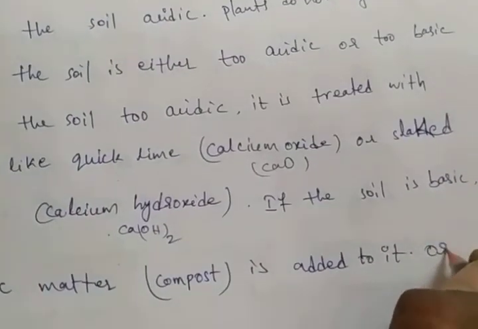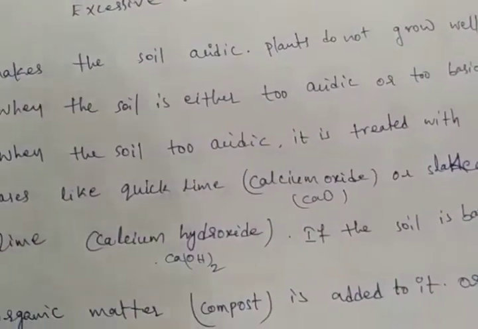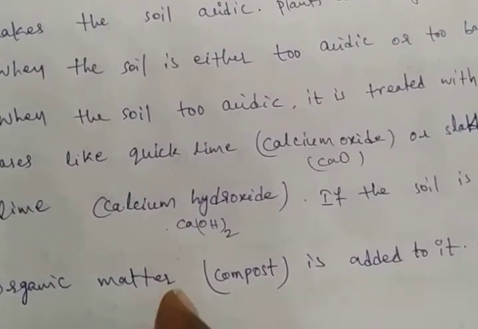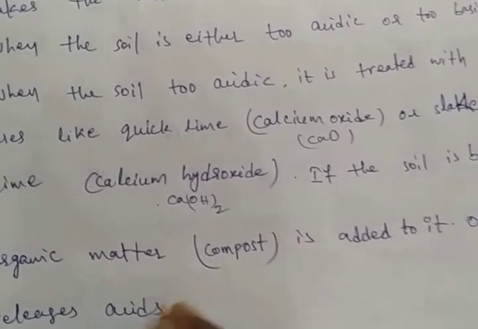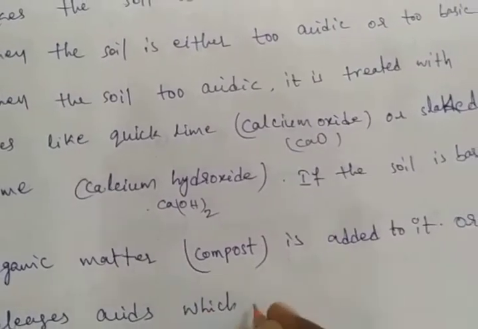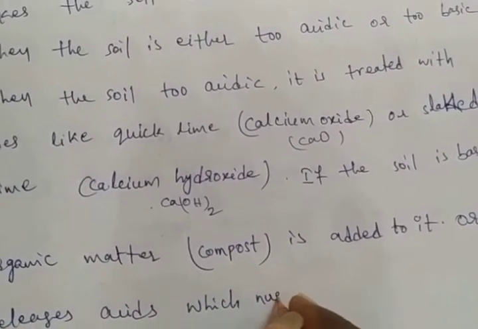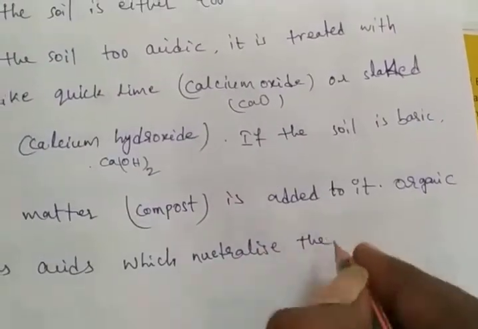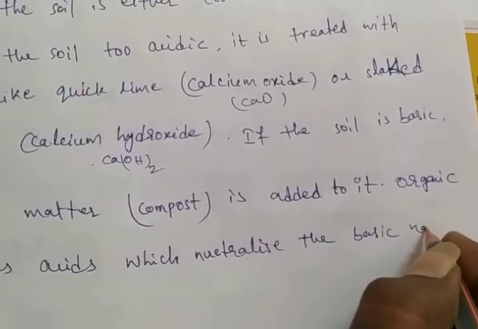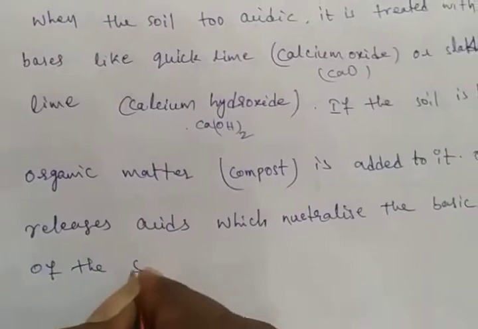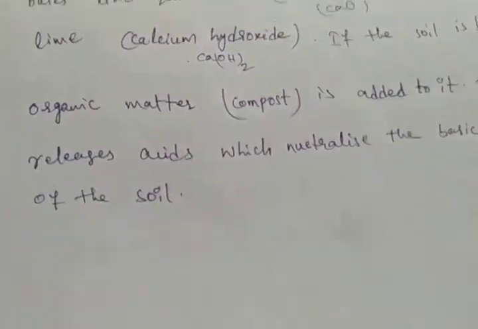Organic matter, what will happen? Organic matter releases acids which neutralize the basic nature of the soil. Okay, it neutralizes the basic nature of the soil.